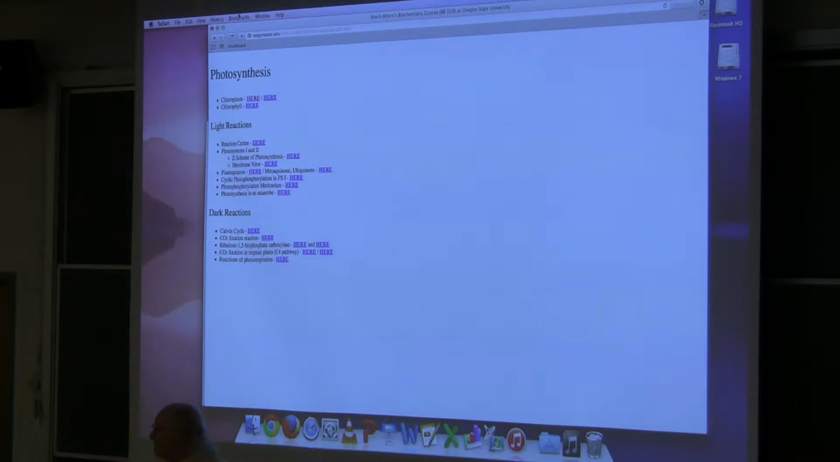In any event, we have the topic of photosynthesis, and we have the topic of nitrogen metabolism to cover in the time that we have remaining. And so I will get through these.